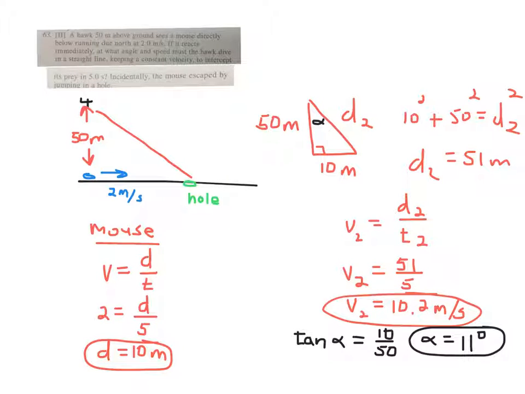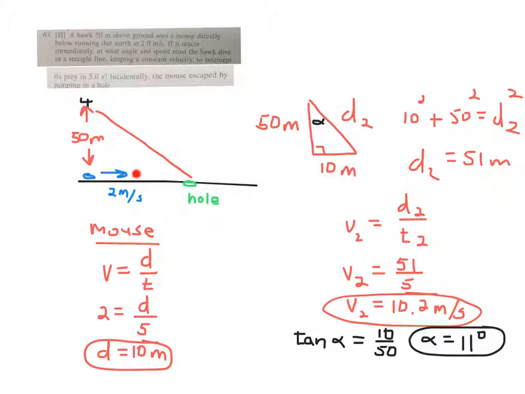AP Physics, page 53, homework problem number 63. I have the diagram here. Not so good of a diagram, but this is supposed to be the hawk. Looks like an airplane, but there's my hawk. There's my mouse. Directly above, 50 meters above, is the hawk.